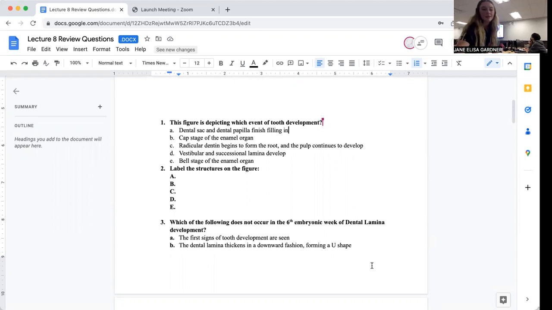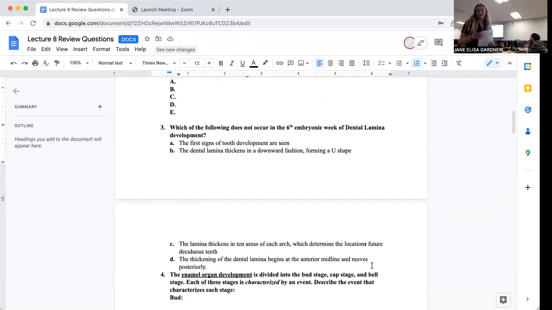Yes, C. So what would that be instead? It's the 8th embryonic week. So the lamina thickens in 10 areas, which determine the locations of future deciduous teeth. Yeah, that's the 8th embryonic week. So you'll find that on page 156.